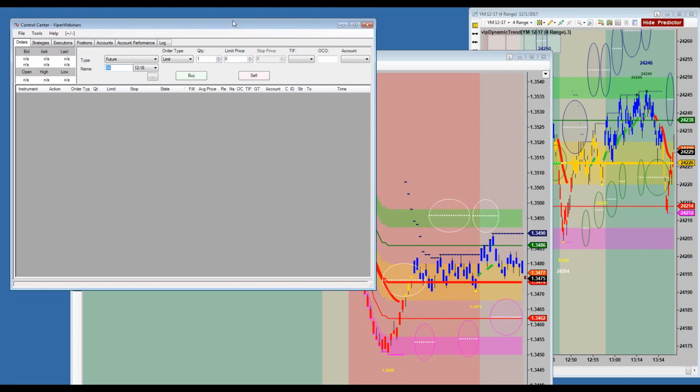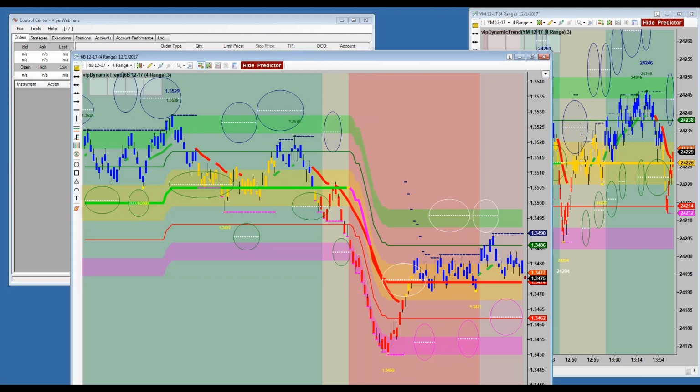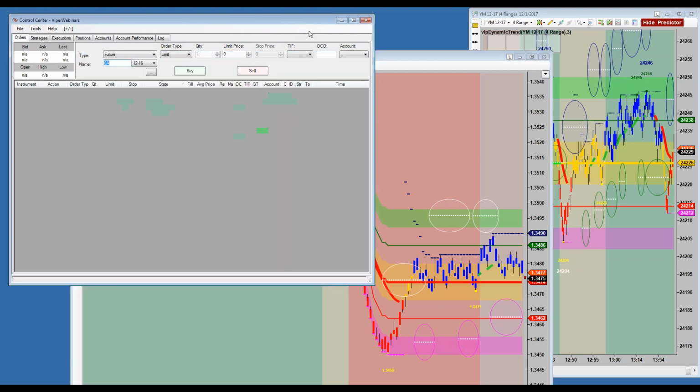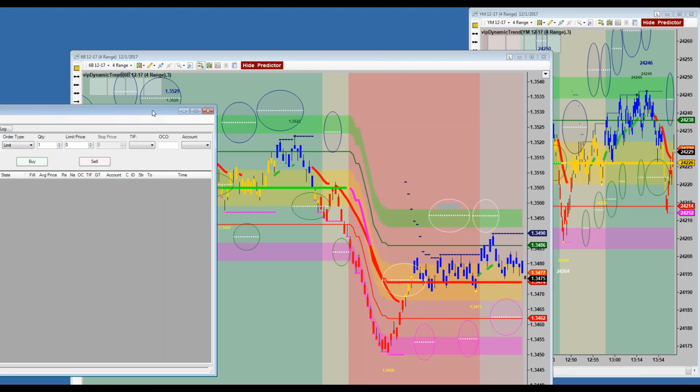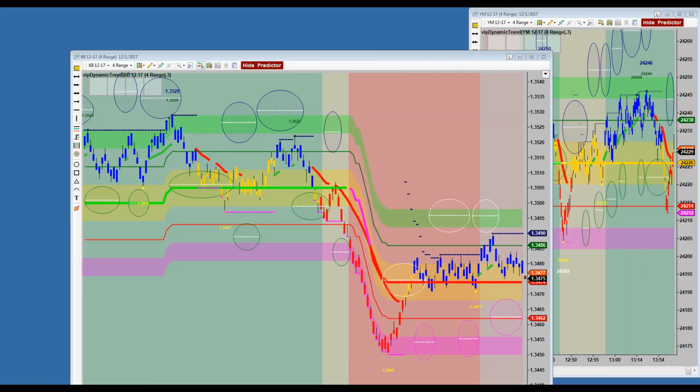Now, I am not connected to the data source. I'm going to try to do that right now. Hold on. First, let's do this. Let's check our charts. We loaded up the new. Let me get this cleaned up a little bit here. Here's 6B.